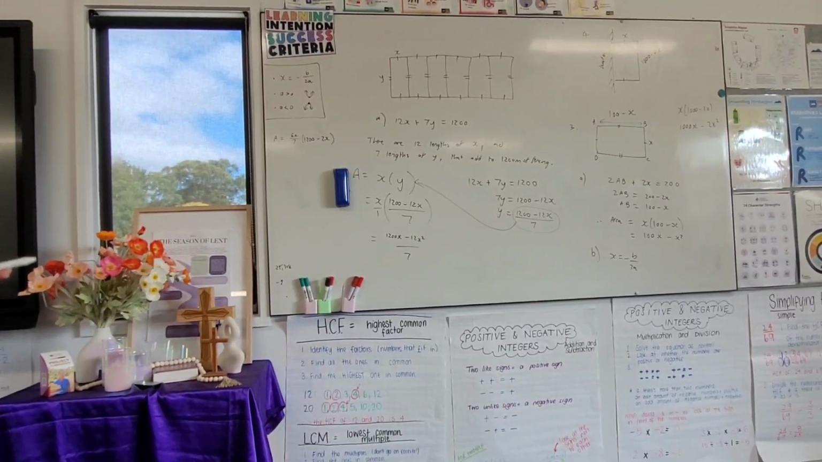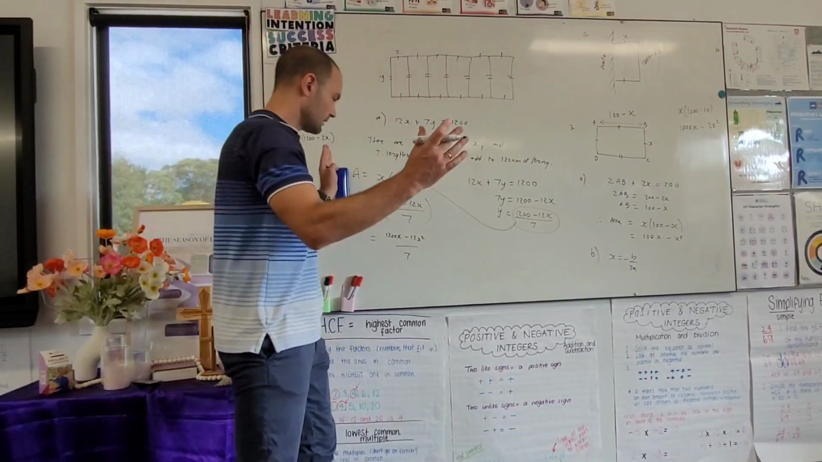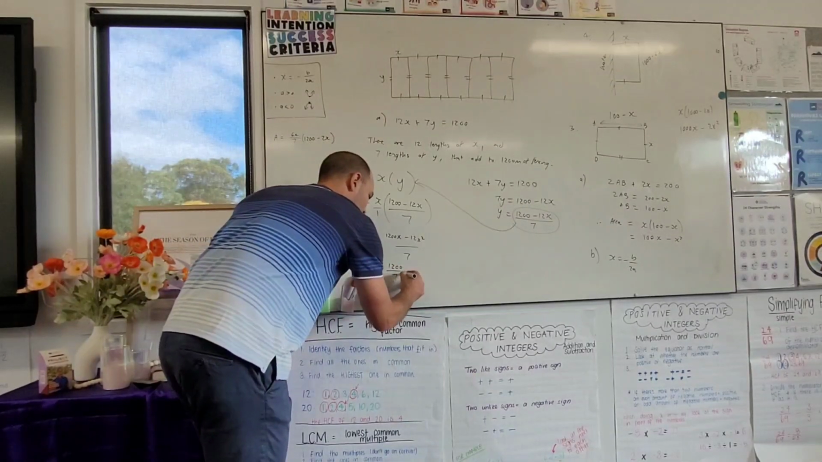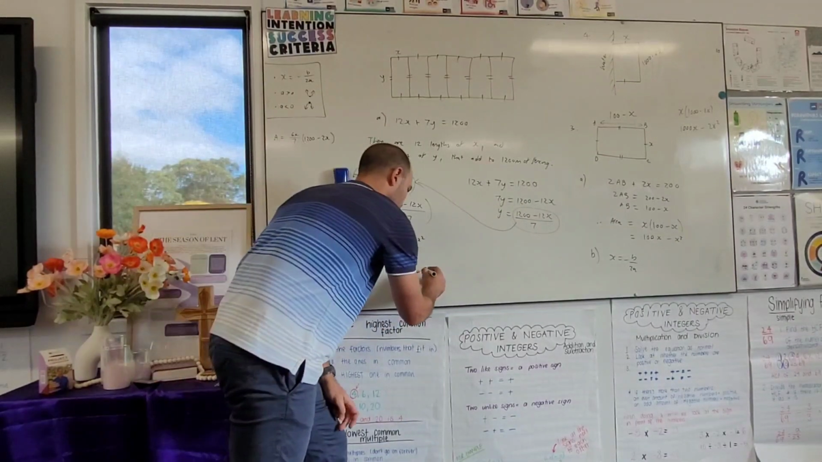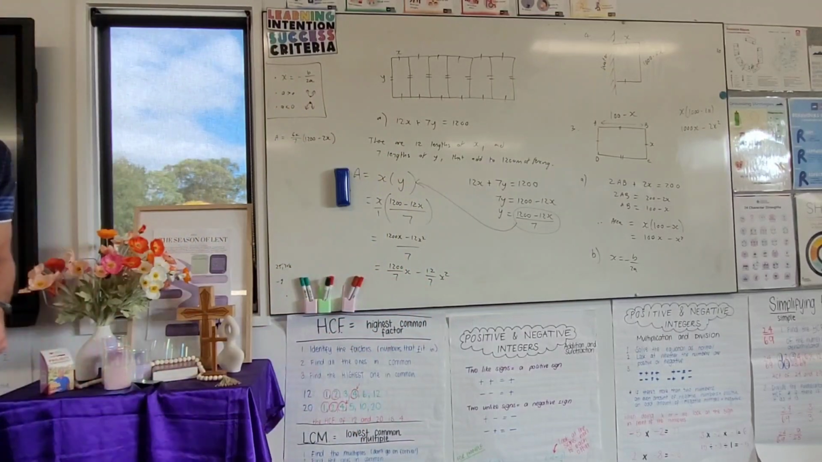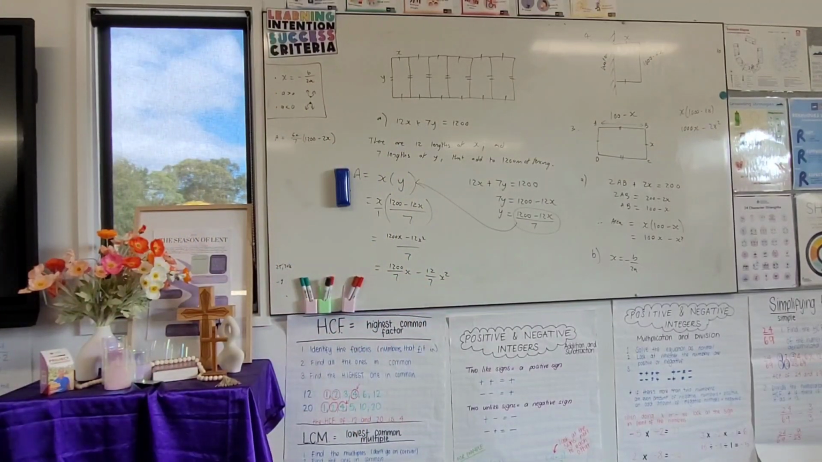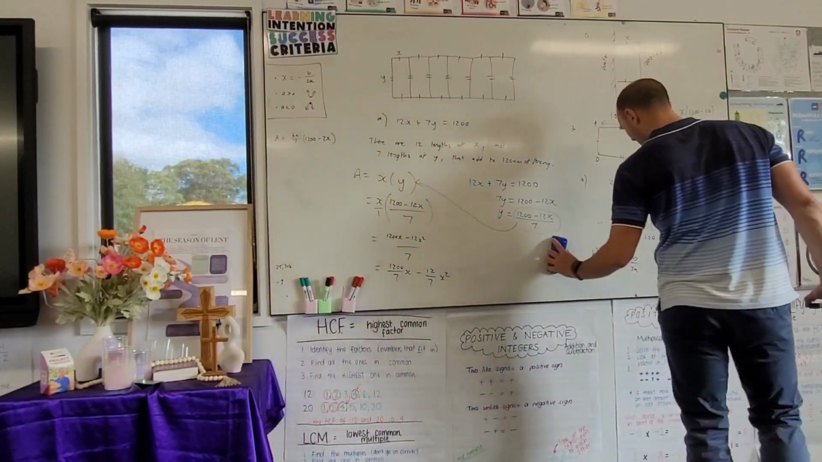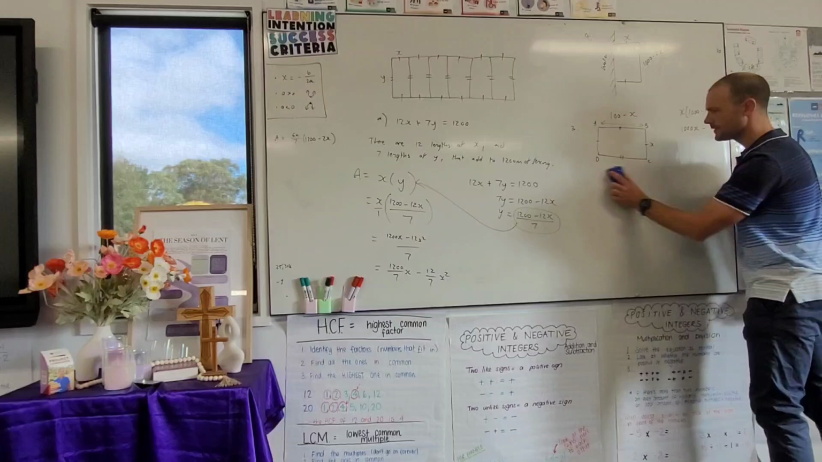And then what we'll do is split this denominator. So it becomes 1200 on 7, lots of x, take 12 on 7, lots of x squared. So that is the quadratic that gives you the area for each individual pen.